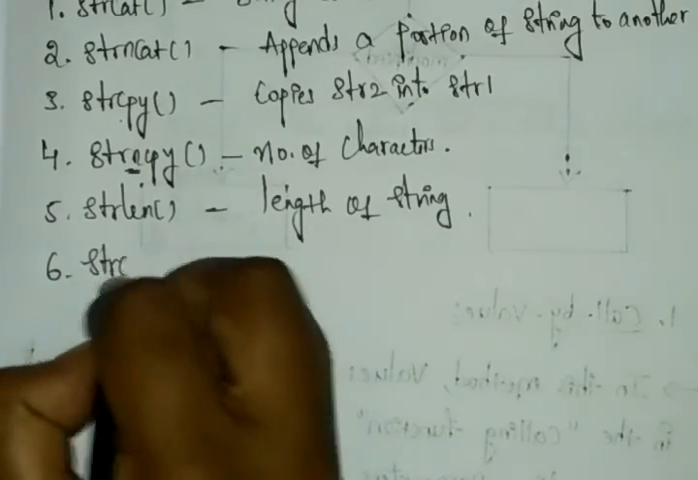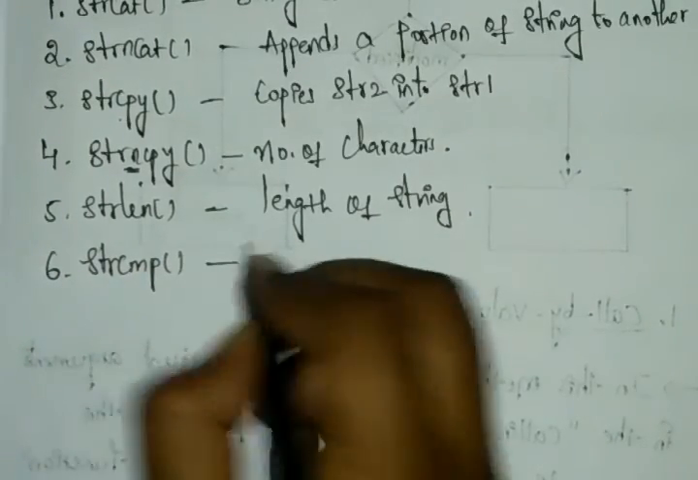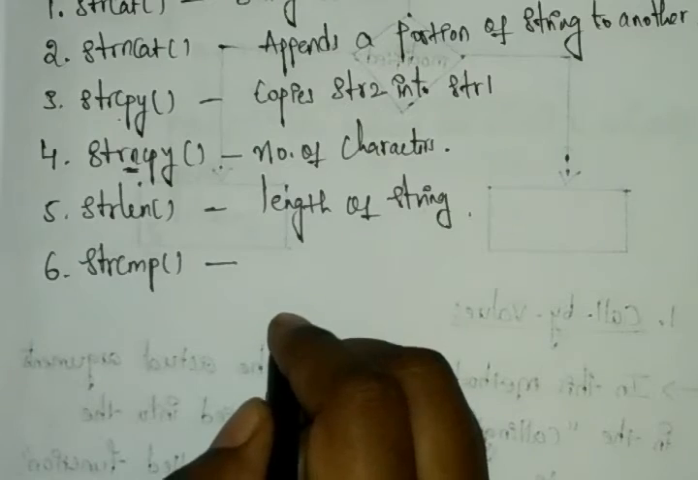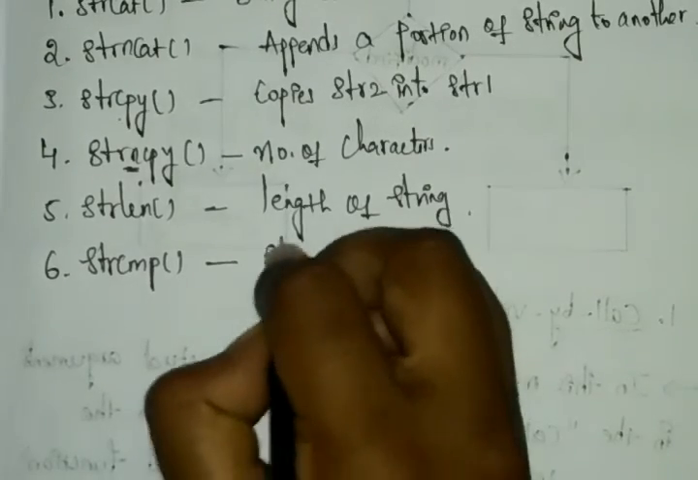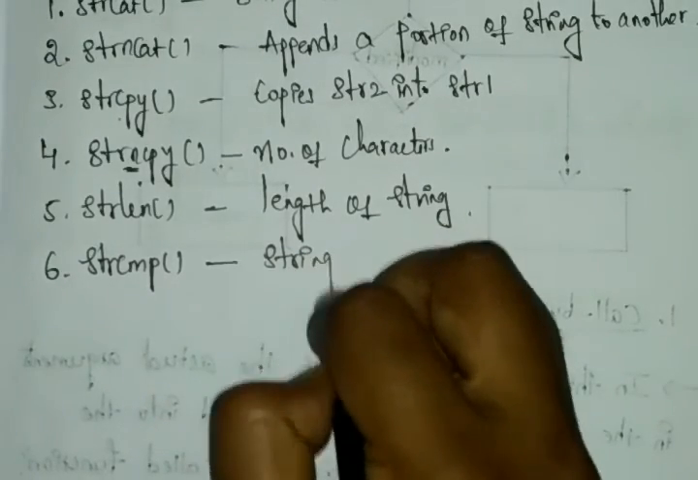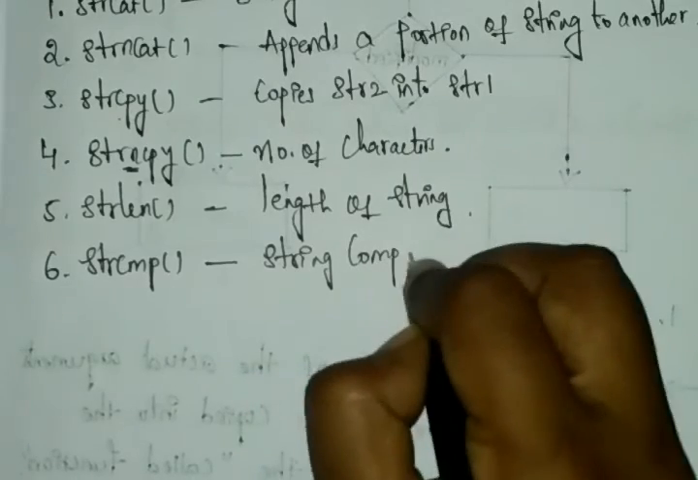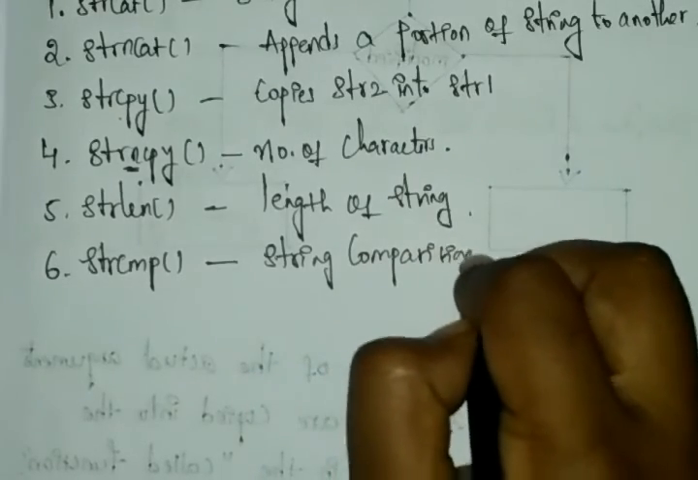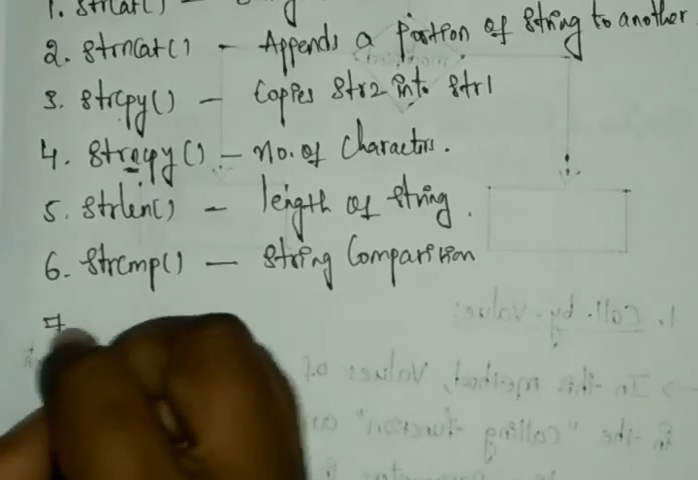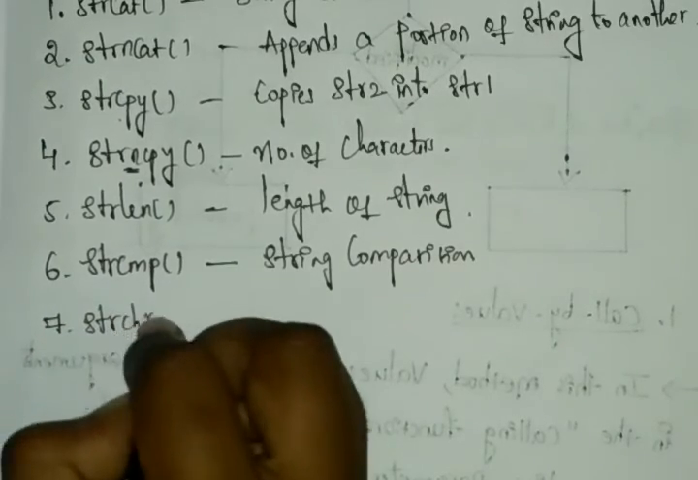strcmp. strcmp means string comparison. If you need to compare two strings, you can use the string comparison function. And next here we have the strchr.